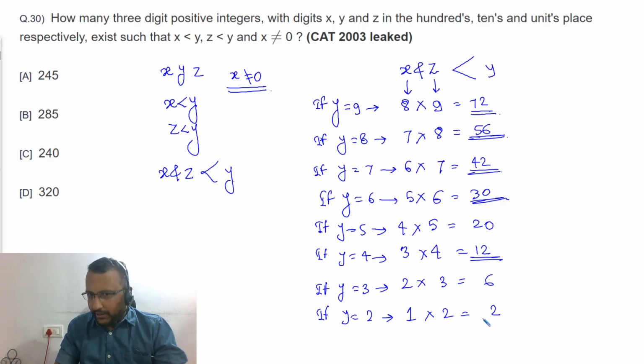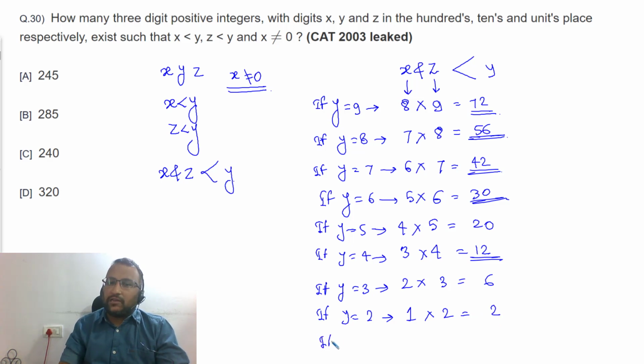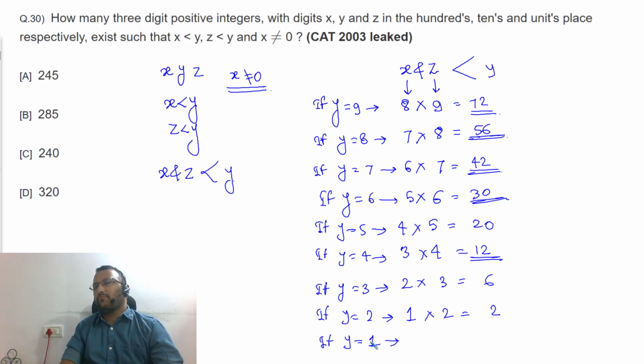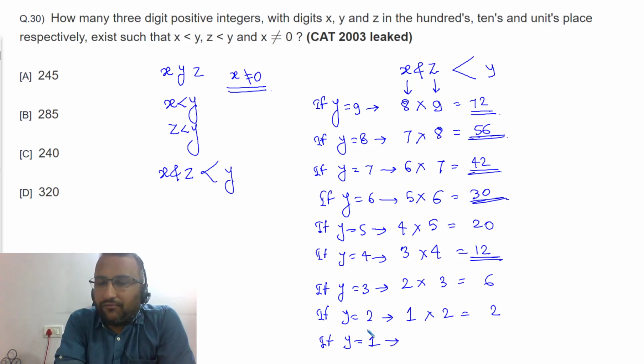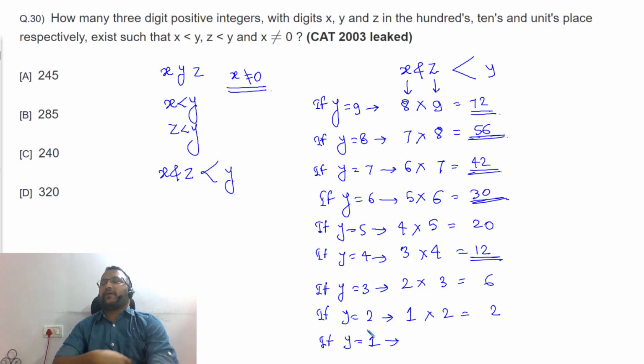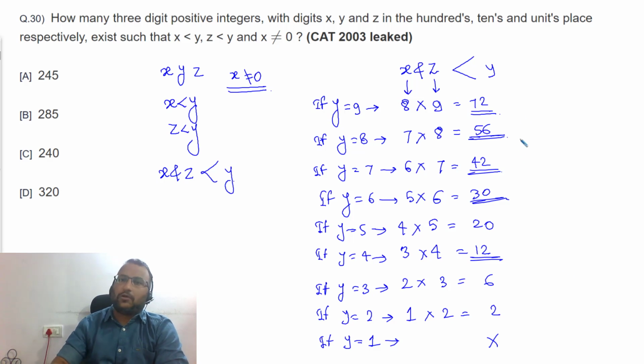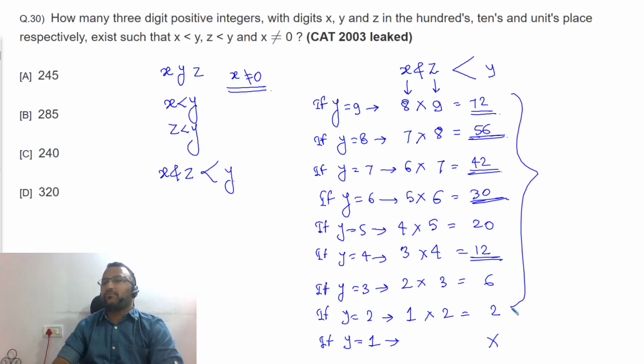If you put the value of y to be 1, is there any possibility for x and z? Let's check, everyone. X and z are supposed to be less than y, which means they are supposed to be 0 and 0, but x cannot be 0, so there will not be any number satisfying the condition. So your answer is this addition, everyone.